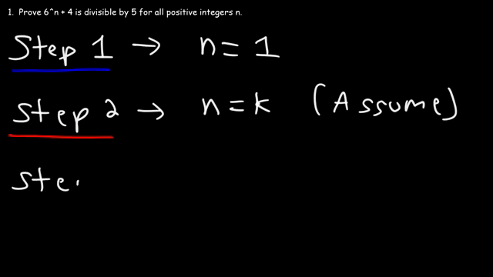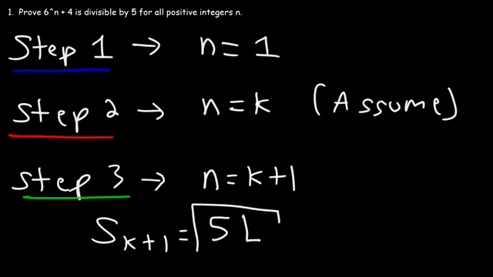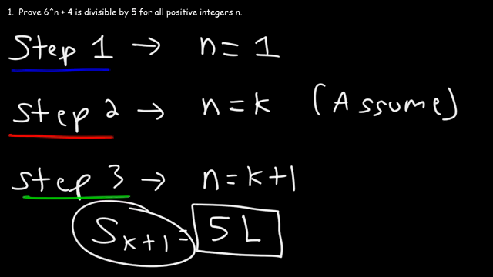Now, in the third step, this is going to be the final step where we're going to prove that it's divisible by 5. So what we need to do is replace n with k plus 1, and we're going to prove that the expression 6 raised to the n plus 4 is divisible by 5. So we can say that the statement S sub k plus 1 is equal to 5 times some integer l. If we can show this, then it means that this expression, and thus the original expression, is divisible by 5.